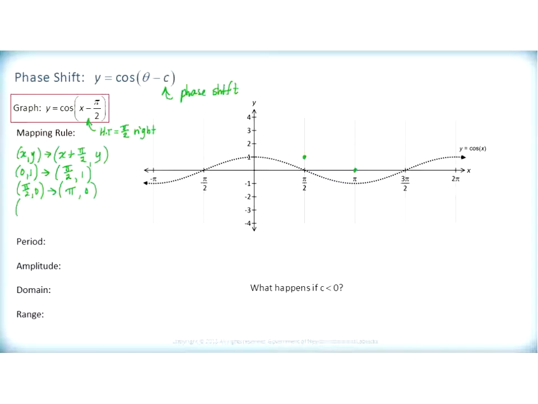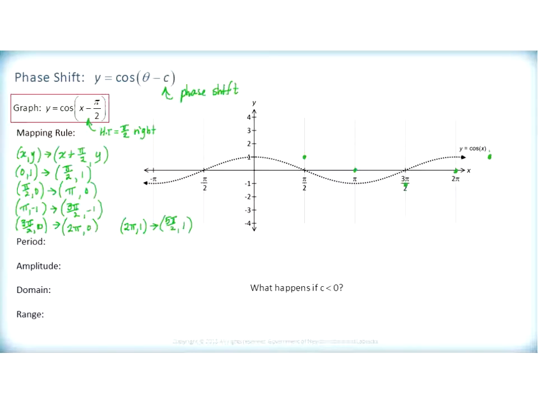And then you had the point pi and negative 1, which will get mapped onto 3 pi over 2 and negative 1. And then you had the point 3 pi over 2 and 0, which will get mapped onto 2 pi and 0. And then the last key point on the graph of y equals the cosine of x is 2 pi and 1, which will get mapped onto 5 pi over 2 and 1. That point is off our scale, but it would be over here somewhere, thereabouts.